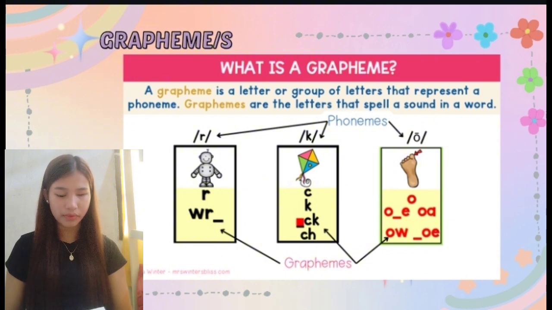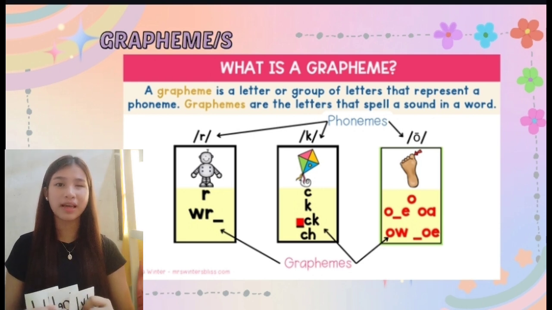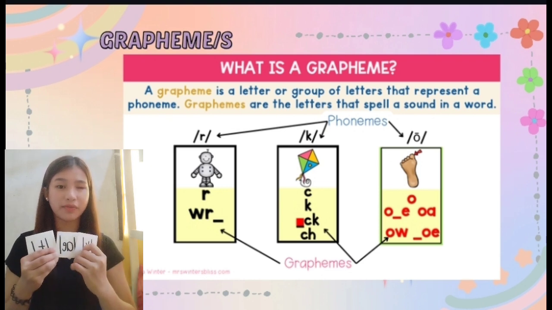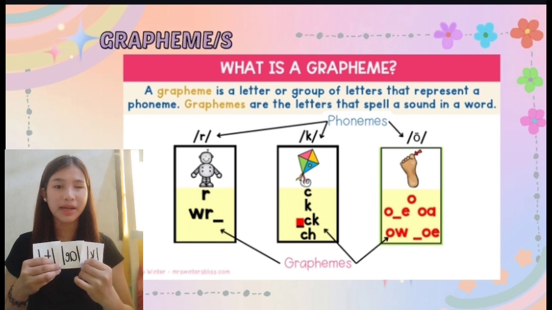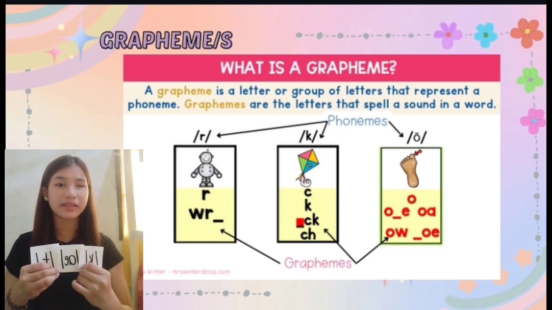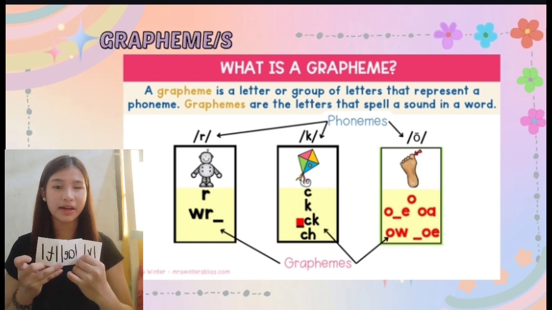Let us use cat as an example. The phoneme again is the sound. The phonemes of cat are k, a, t. That is the phoneme of cat. And the grapheme of cat is the written version of the phoneme. Here is the written version of the phoneme, which we call the grapheme. So when we combine the sounds, that will become cat. So we have made a word.